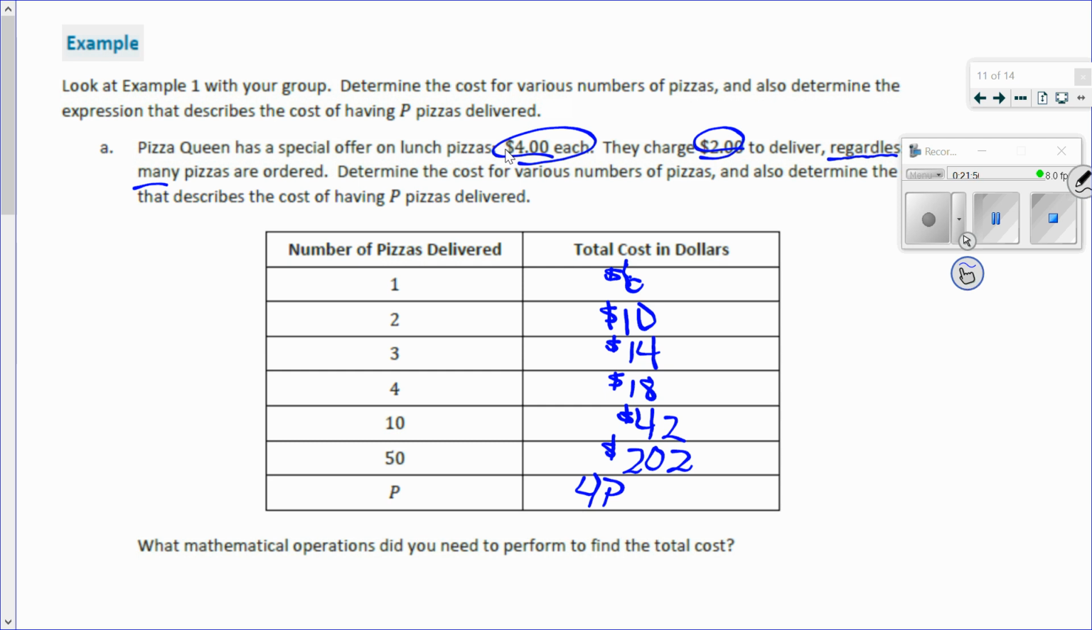Is that it? So 4 times 2 is 10. 4 times 4 is 18. So guys, we're missing something. What are we missing? Is it 4p plus 2? Let's try that.